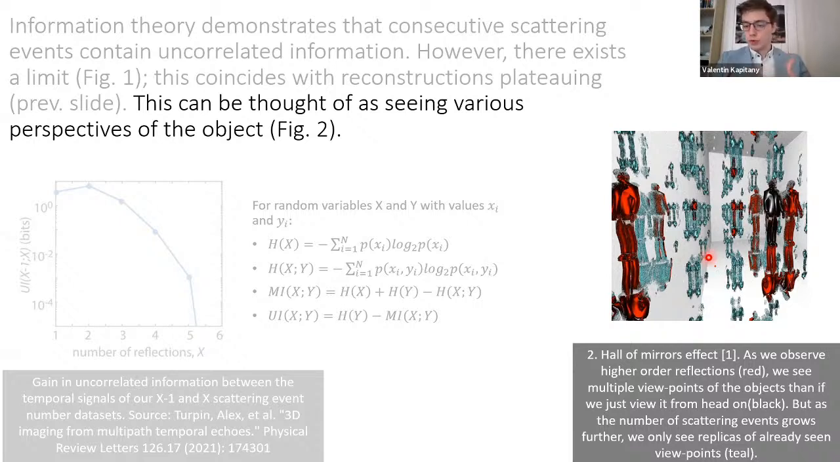As we increase this further, up to 10, we get the teal full-on Hall of Mirrors effect. And these teal reflections are actually degenerate replicas of the same perspectives that we've already seen in our four-path scattering event. This gives us another intuition as to why we don't get any further improvement beyond a certain point. We're just seeing degenerate replicas of perspectives that we've already seen.